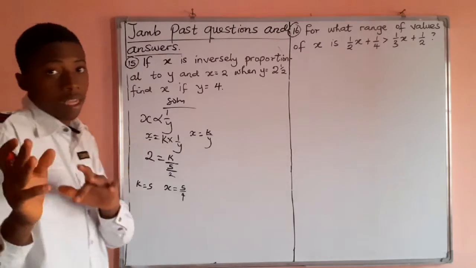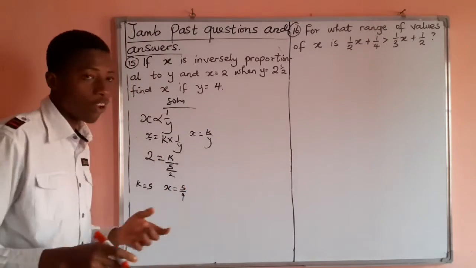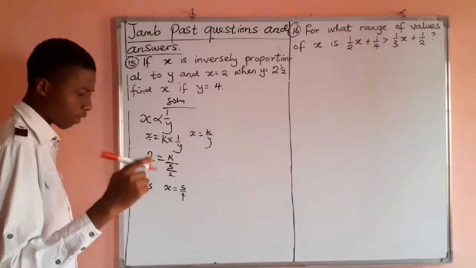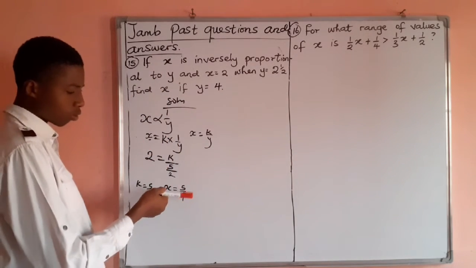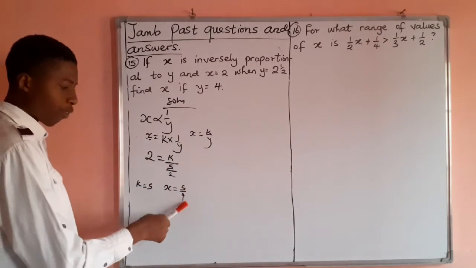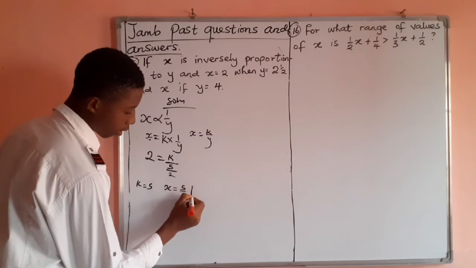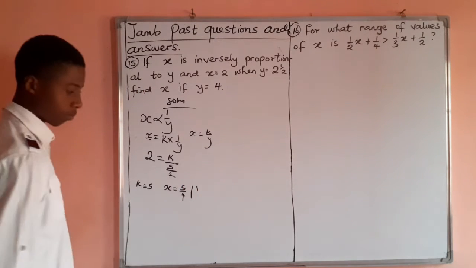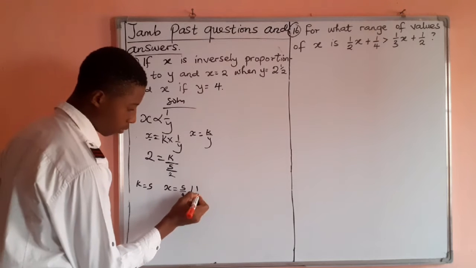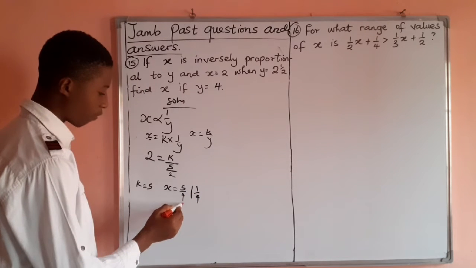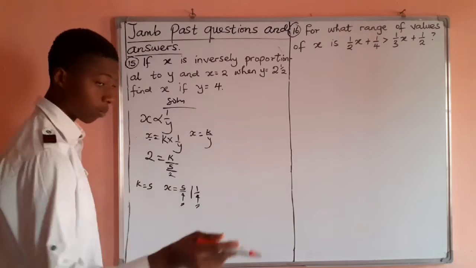Now, sometimes in JAMB, they won't really give you 5 over 4. They will change it to a mixed fraction. Now, to change it to a mixed fraction, what do we have to do? We divide the numerator by the denominator. 5 divided by 4 will give us 1 remainder 1. This is going to be your 1 remainder 1. Now you put your denominator the way it was, all over 4. So that means your answer is equal to 5 over 4 or 1 and 1 over 4, depending on the one you see in JAMB.